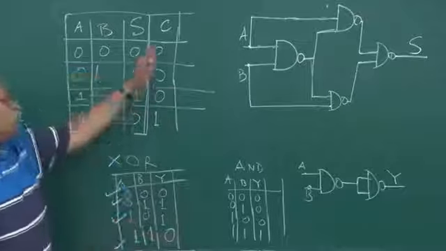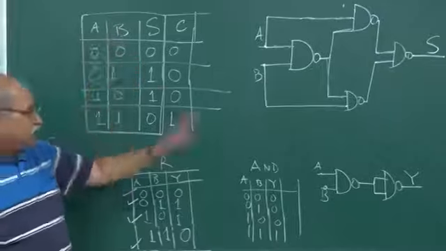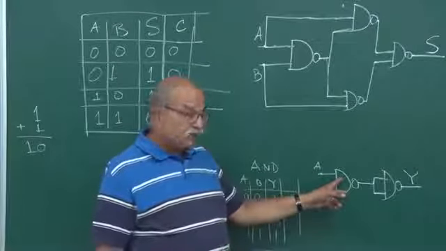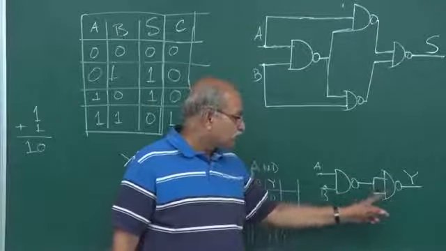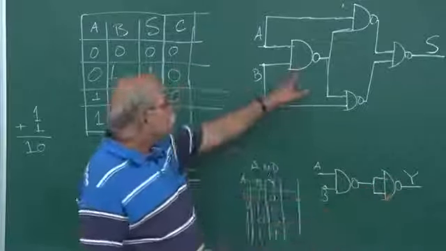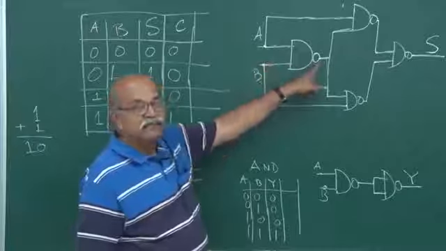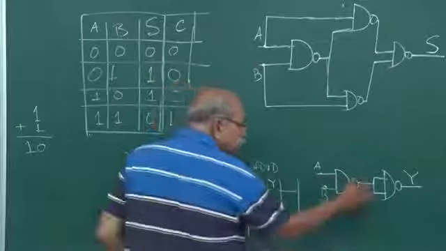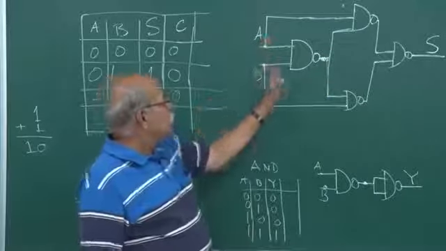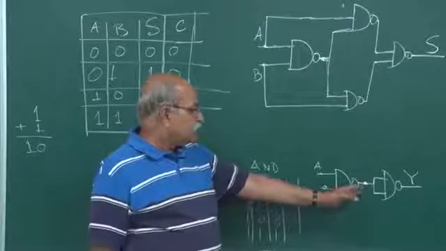So for carry, I only have to do this AND operation between A and B, and for that I have to take this A and B through one NAND gate. Output I have to feed into a second NAND gate, both the inputs, and then I get the result. So already I have here this A and B going through this NAND gate. So this point I already have it here. Correct. A and B are going into a NAND gate and the output of that.